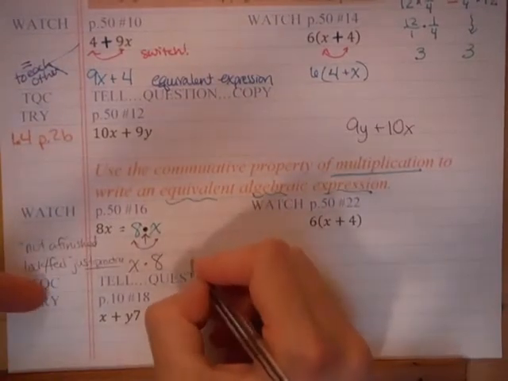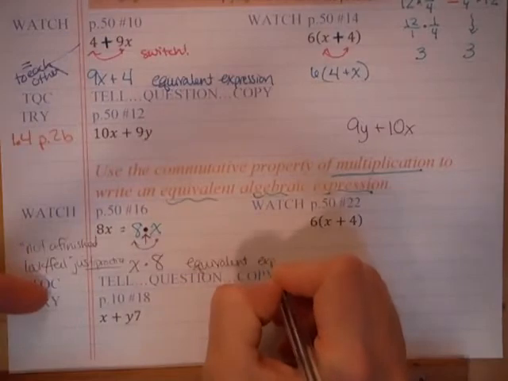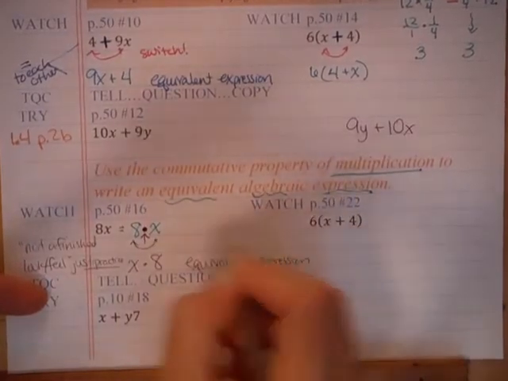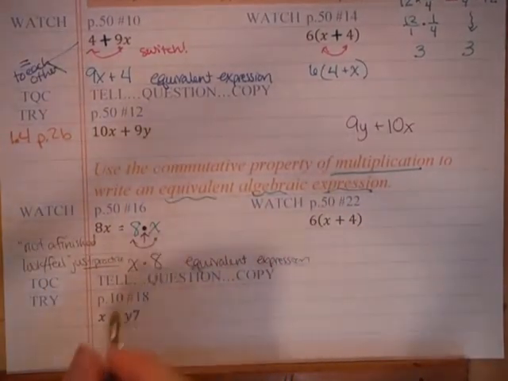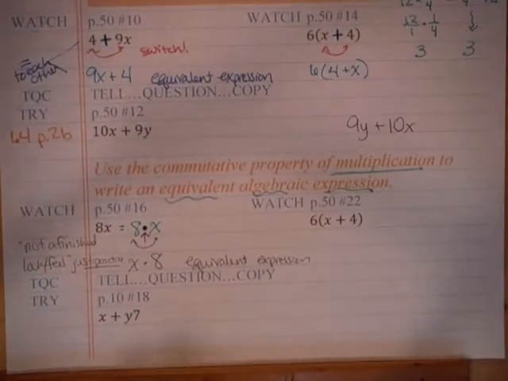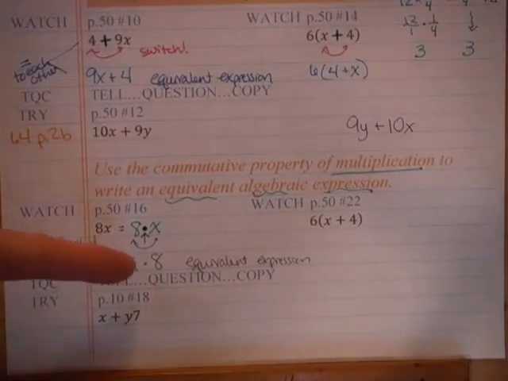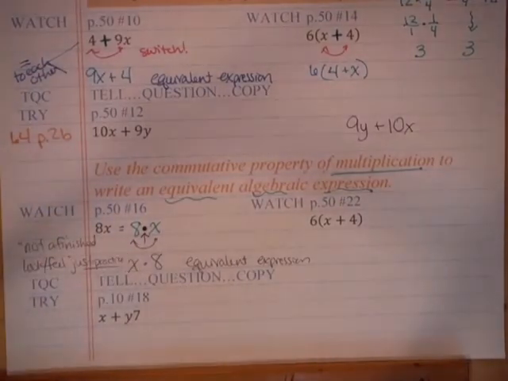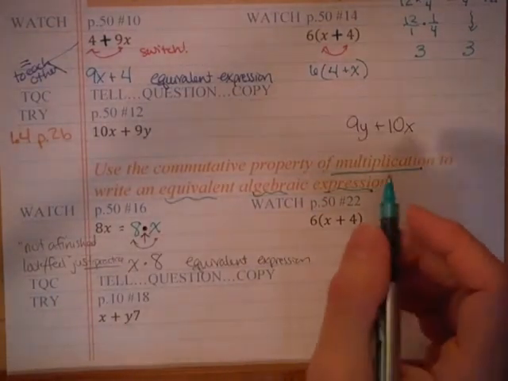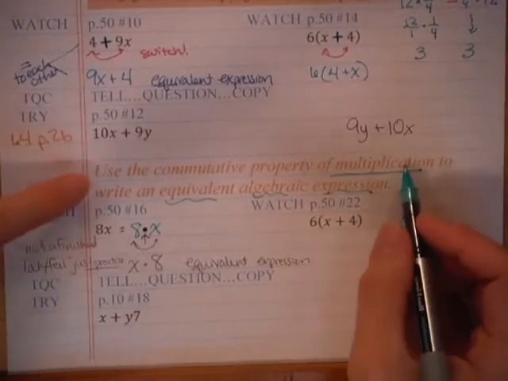This is just an equivalent expression to the original. The original was 8 times x. X times 8 will get you that same result. Once we know what the value of x is, it wouldn't matter if you multiplied it by 8 or multiplied the 8 by that number. Okay, and then we've got 6 parentheses x plus 4, and now we're going to apply the multiplication here.